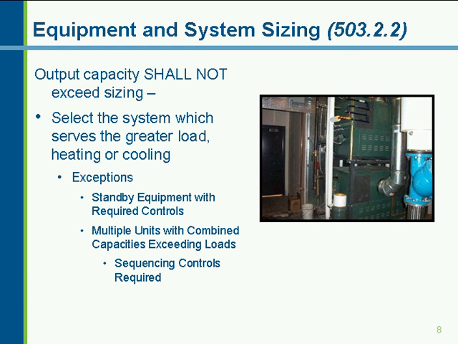The equipment capacity shall not exceed the calculated load that you are required to do, and that is either for heating or cooling, whichever is greater. If you select equipment with a capacity that meets the sizing for the greater of the heating or cooling load, it may be oversized for the remaining heating or cooling load, and that is allowed. There are also exceptions for standby equipment that is not running at all times. That can exceed the sizing, and if you have multiple units whose capacities sum to more than the sized loads, that is allowed as well, as long as there are sequencing controls.